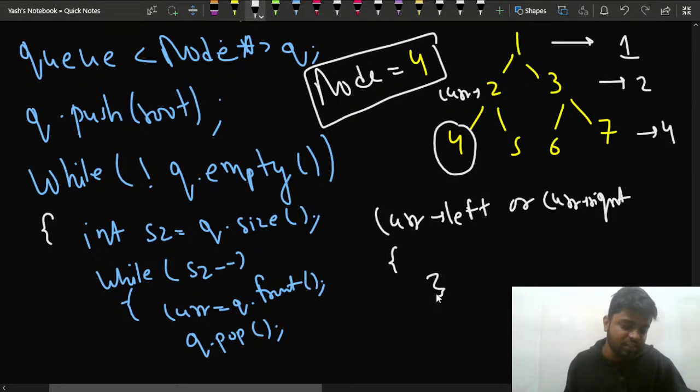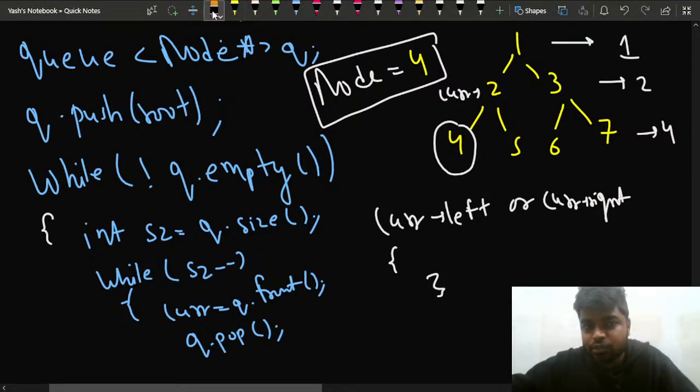Please give me a +1 in the chat if this much part is clear to everyone, right? So I'll not push them. So this is what I would do.